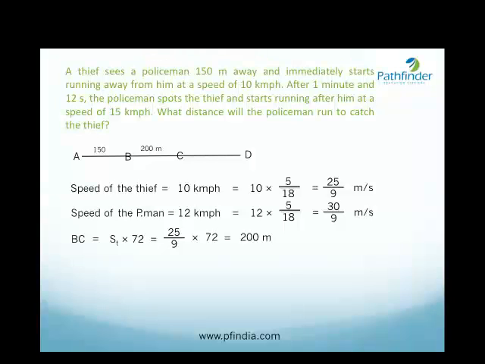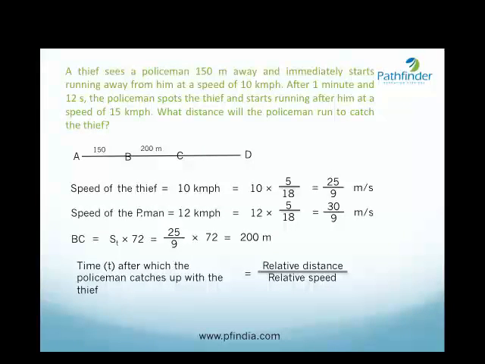So after 72 seconds, when the policeman spots the thief, the thief who is at C is basically 150 plus 200, that is 350 meters away from the policeman. So in order to calculate the time after which the policeman catches up with the thief, we need two things: the relative distance and the relative speed. We've already calculated the relative distance between the policeman and the thief.